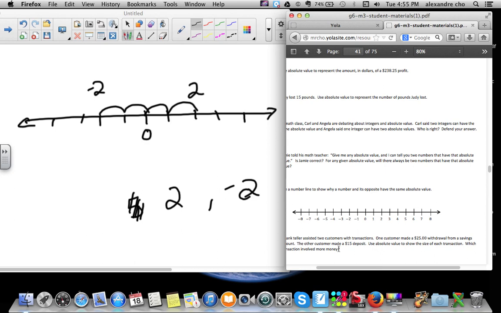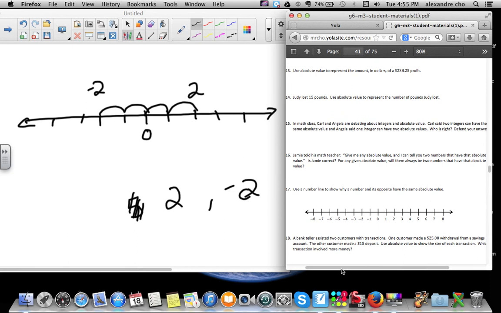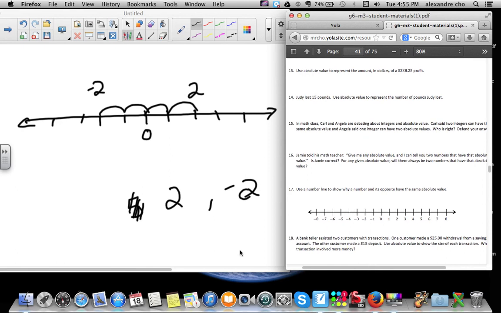A bank teller assisted 2 customers with transactions. One customer made a $225 withdrawal from a savings account. The other made a $15 deposit. Use absolute value to show the size of each transaction. Which transaction involved more money?